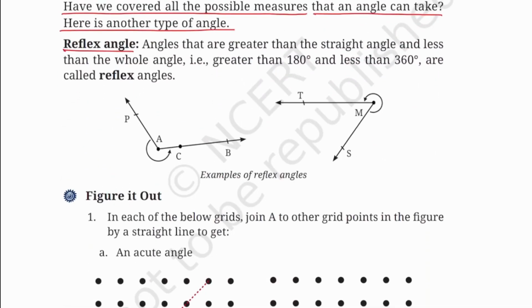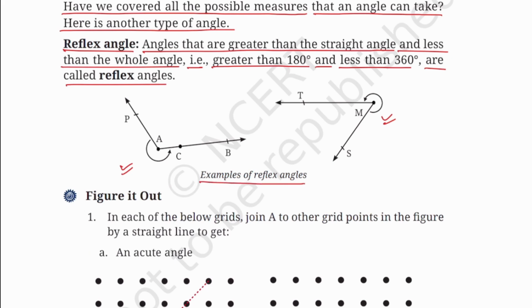Reflex angle. Angles that are greater than the straight angle and less than the whole angle, that is greater than 180 degree and less than 360 degree, are called reflex angles. For example, this angle and this angle are greater than 180 degree but less than 360 degree. So these are reflex angles. Examples of reflex angles.